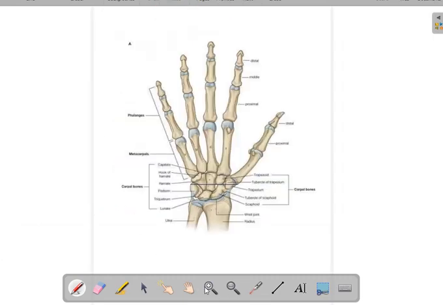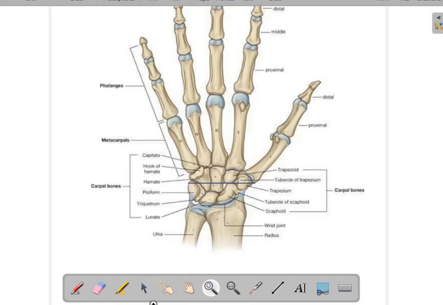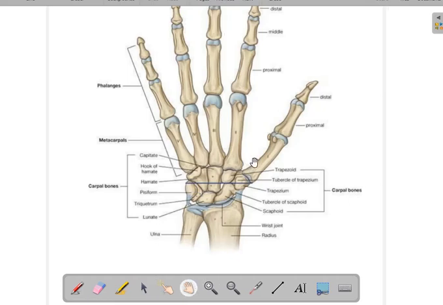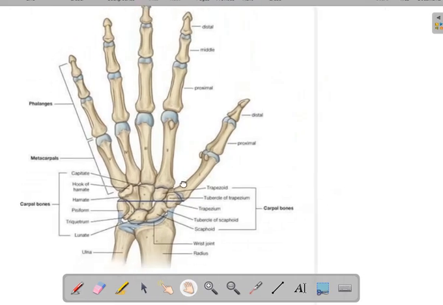What about the bones of the hand? Here, this is the lower end of the ulna. This is the lower end of the radius, articulating. These are the carpal bones, articulating with the radius and the ulna at the wrist joint.